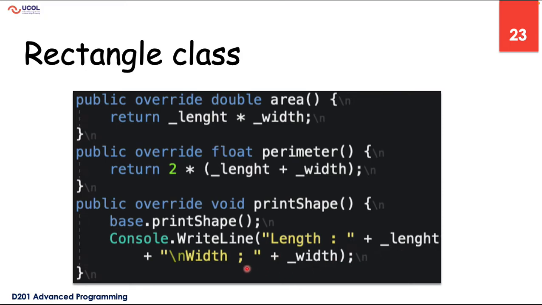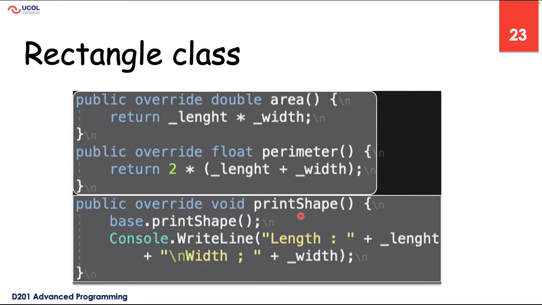We are saying length is this, width is this, and then we can also include the base. So we are saying that whatever the base dot print shape does, print the name of that particular specific shape, and then additionally we are printing that particular specific length and width values inside that print shape method.